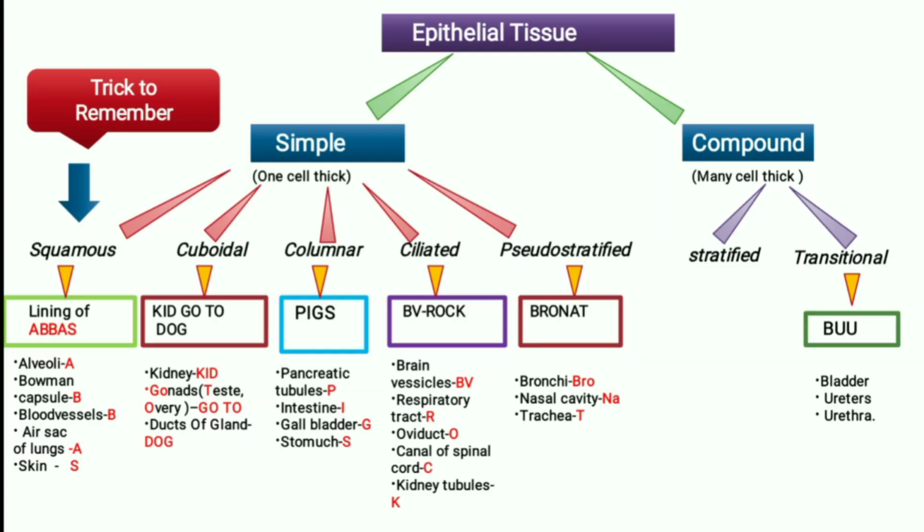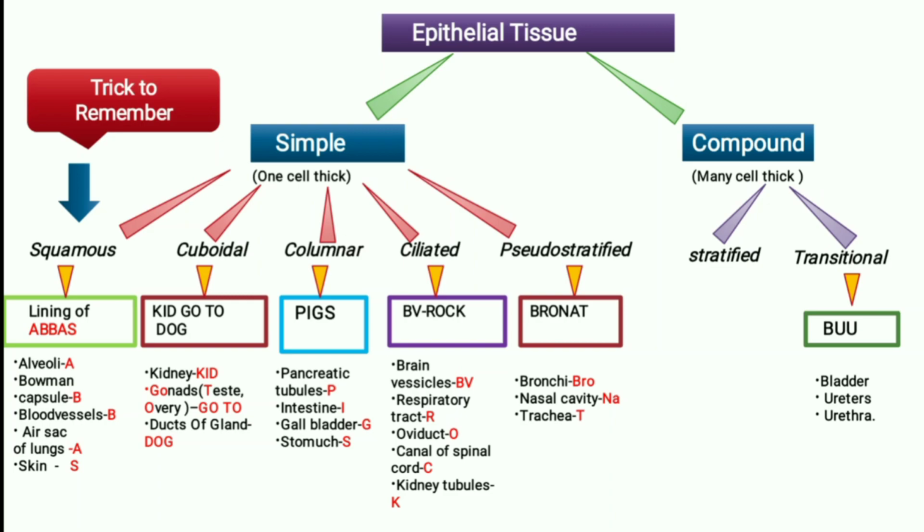First, we will see the trick through which you can easily learn the location. So the epithelial tissue. Now, what is tissue? Tissue is a group of cells which perform a particular type of function in our body. So epithelial tissue is the first and outermost covering of our body that protects our body from the outermost environment. Epithelial tissue is of two types, that is simple and compound.